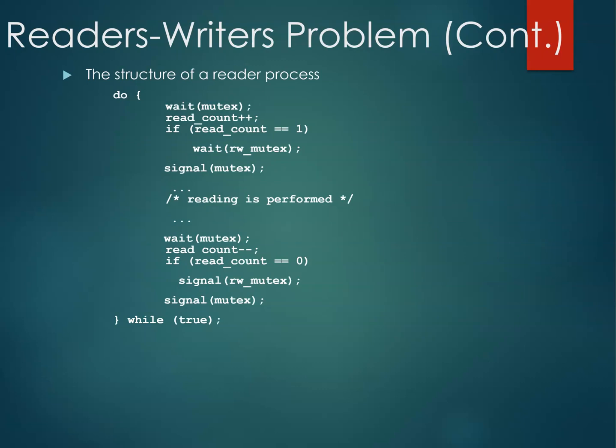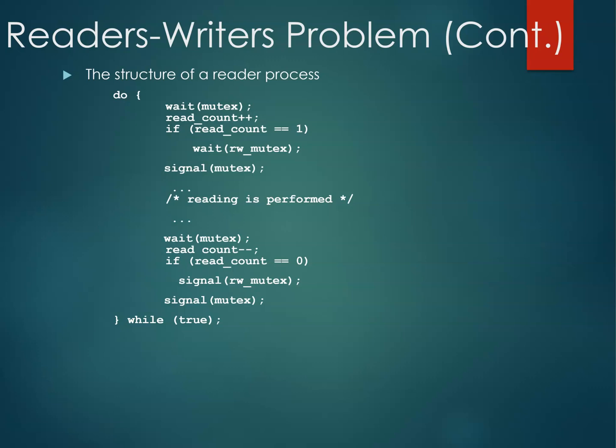Okay, now the little trickier one is the reader process. We wait until we have a mutex, till this section is no longer critical. We increment the read count. If it is 1, we wait on the read-write mutex. When we've done that, we signal the mutex to say, okay, now someone else can use it. Remember, we just want to ensure that multiple processes can't come in here while they're writing.